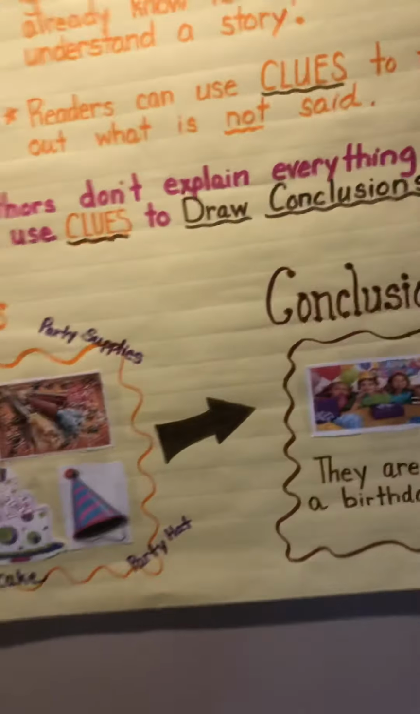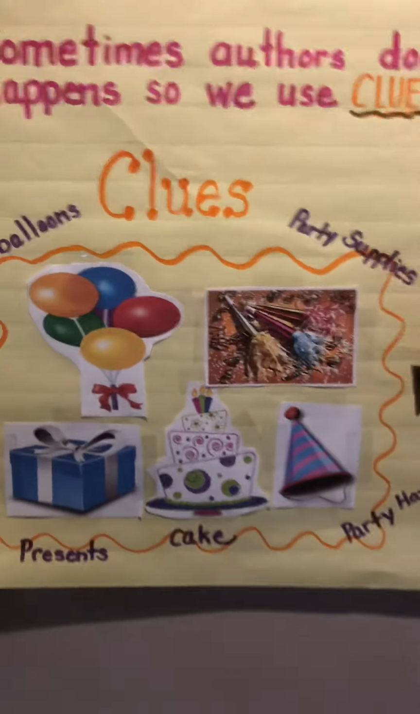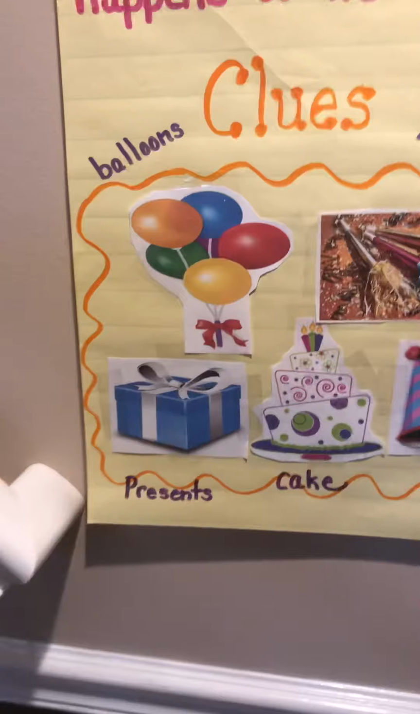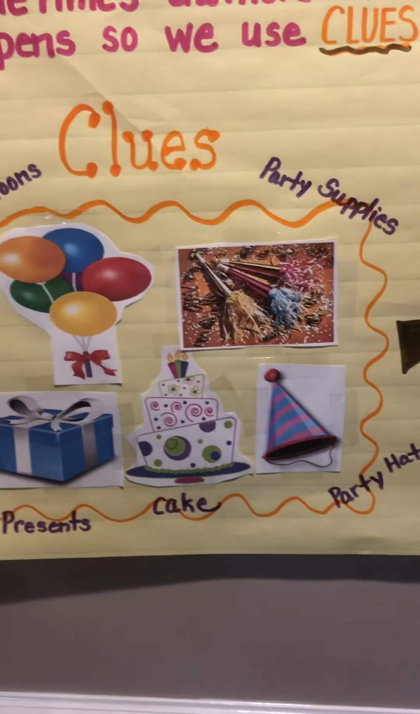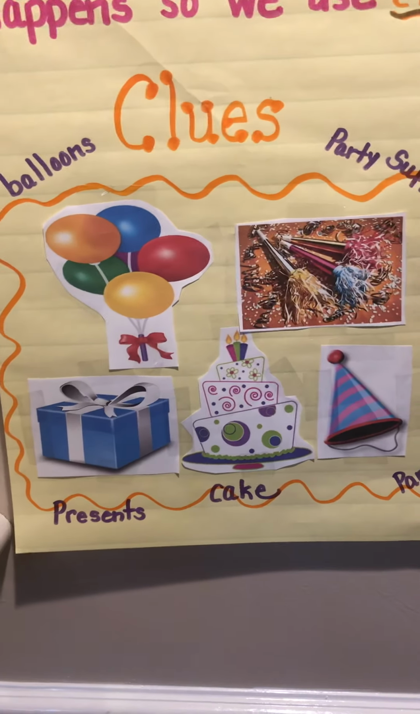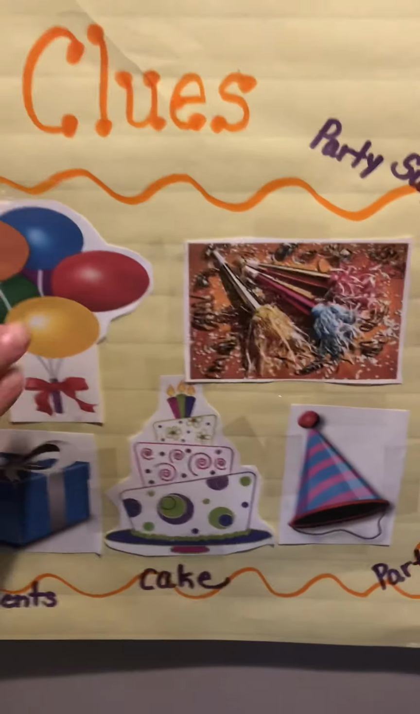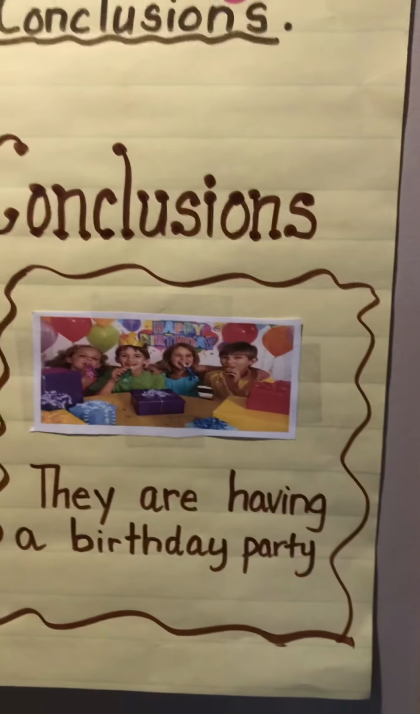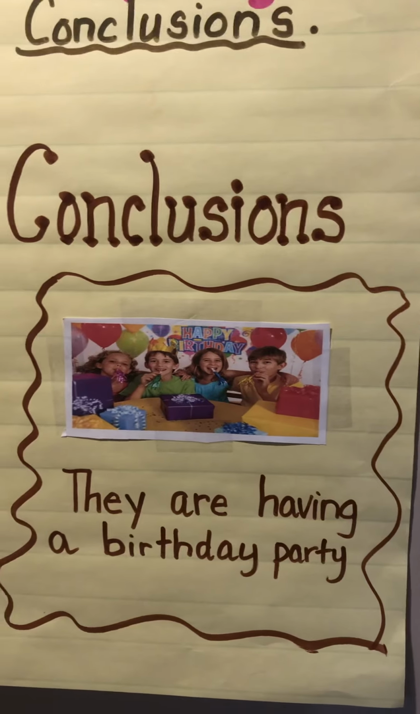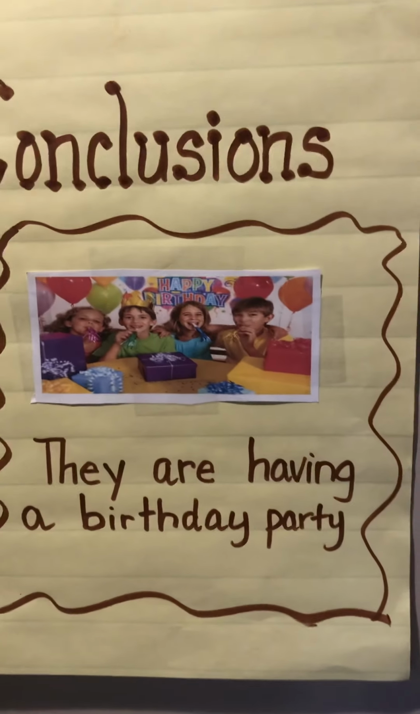So you used what you knew about the world. You knew that at birthday parties, there's balloons, there's party blowers and hats and cake and presents. And you kind of used what you knew and the clues that I gave you to figure out your conclusion. What might we be writing about? We might be writing about kids having a birthday party.